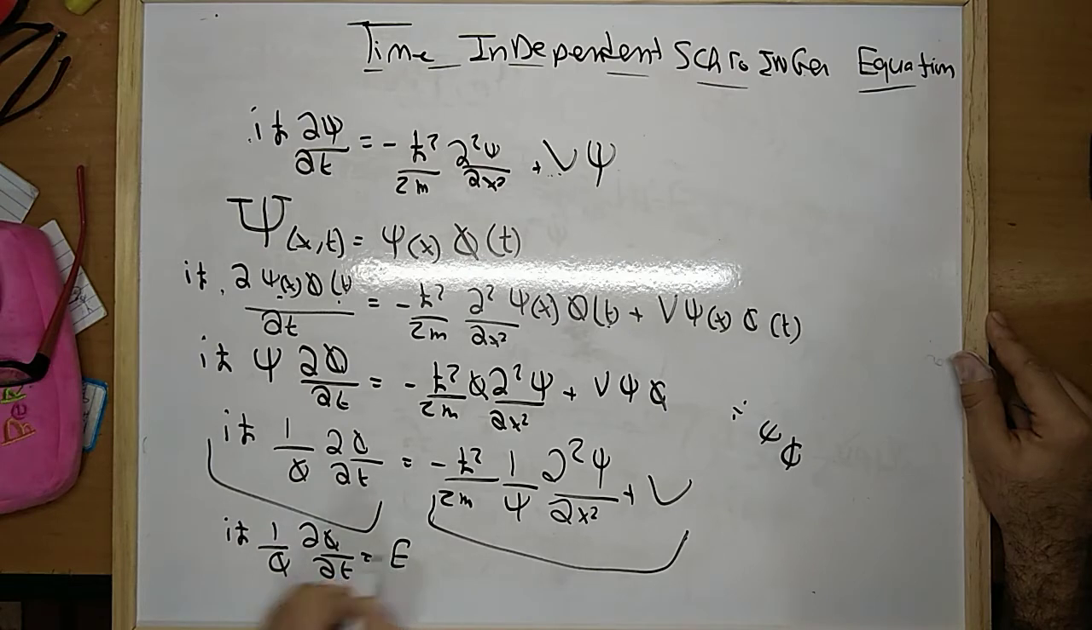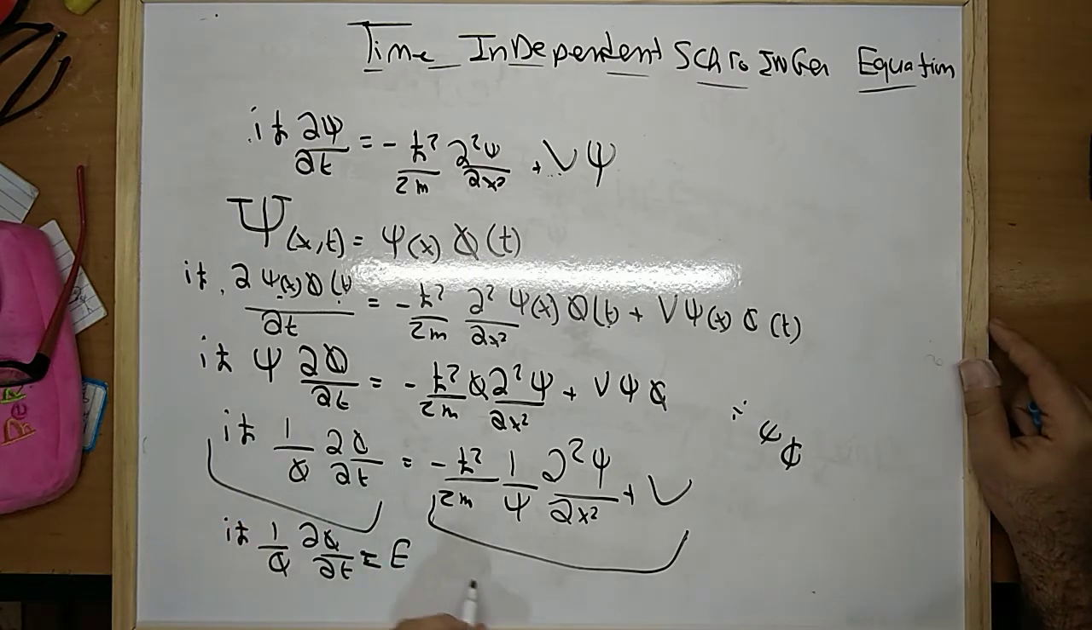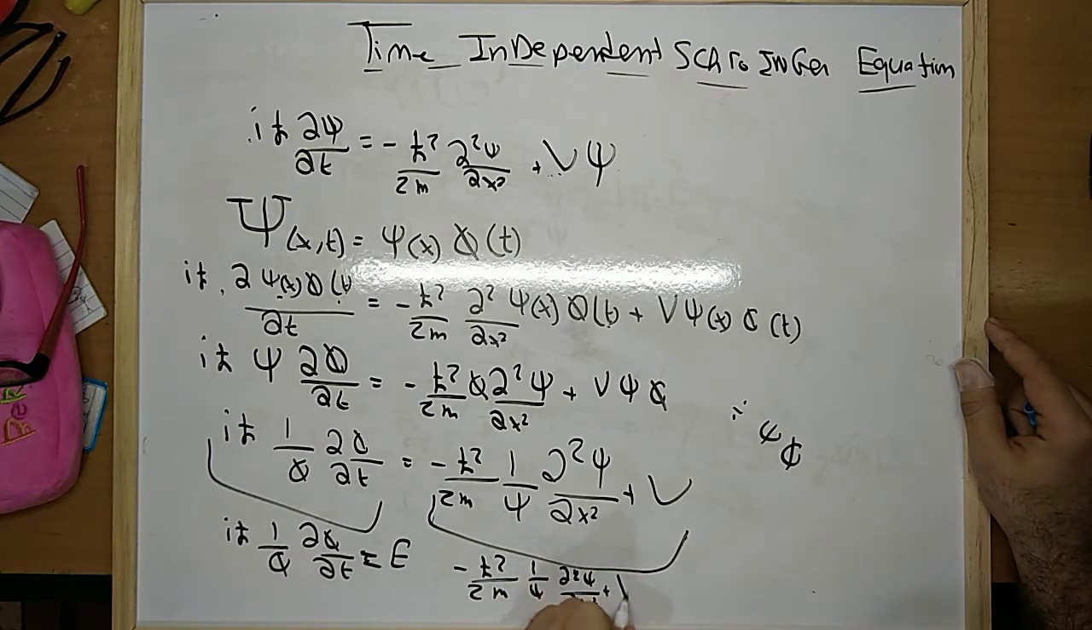E. This is the independent variable. So the first equation is equal to E, and the second equation, minus ħ squared over 2m 1 over psi ∂²psi over ∂x² plus V, is also equal to E.